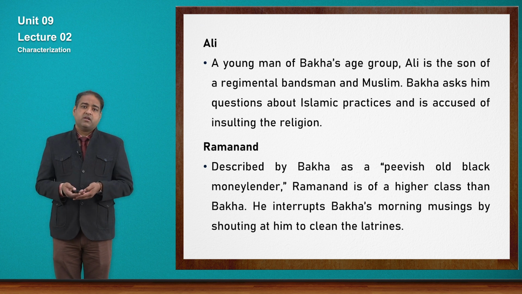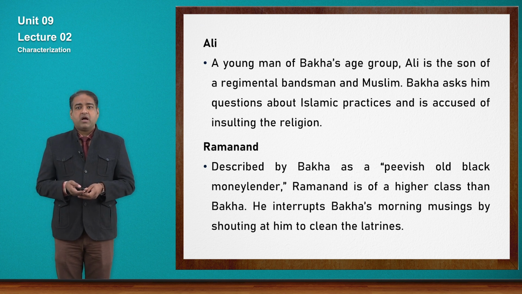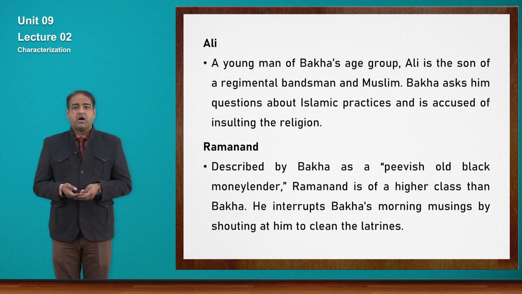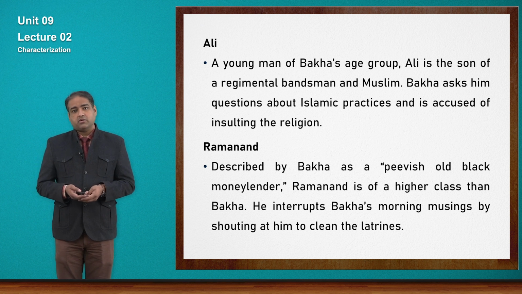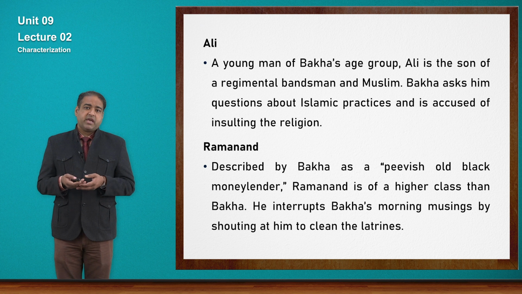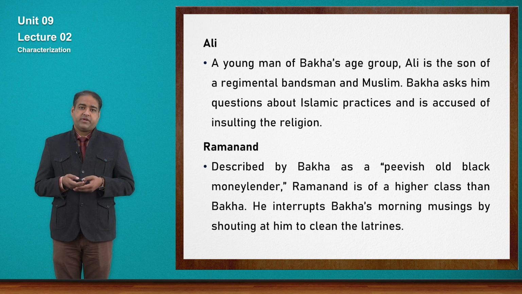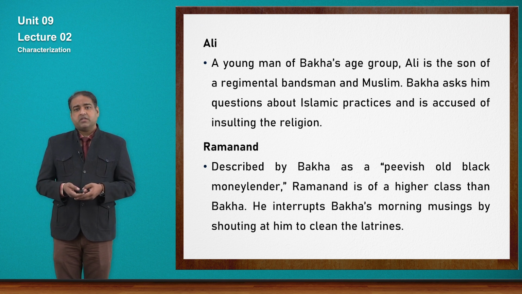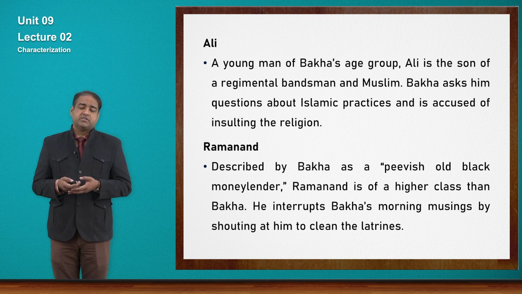We have another character, Ramananda. He is described by Bakha as a peevish old black money lender. Ramananda is of a higher class than Bakha. He interrupts Bakha's morning musing by shouting at him to clean the latrines. Well, friends, Ramananda is the epitome of the common people who used to abuse untouchables every day. So there is nothing different in the personality of Ramananda and how he behaves with Bakha and other untouchables in the society.